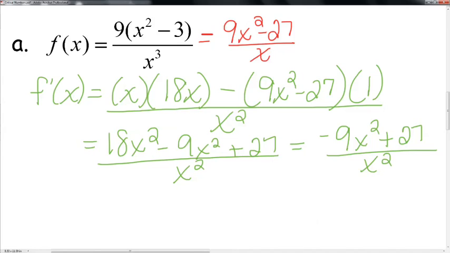And so when we try to find the critical numbers, we're trying to find where, in this case, both the numerator and the denominator are equal to 0. So f prime of x doesn't exist where our denominator is equal to 0. In this case, since it's an x squared, f prime doesn't exist when x is equal to 0. Now we need to check where f prime of x is equal to 0.